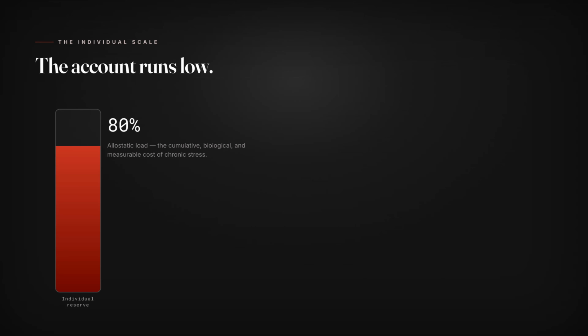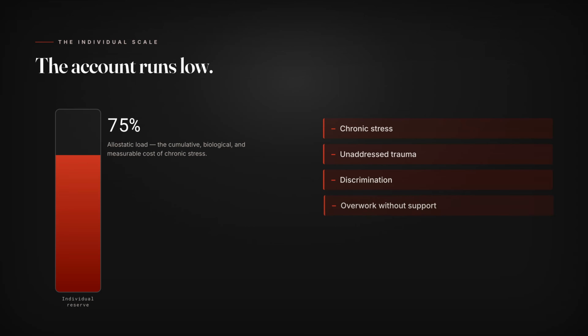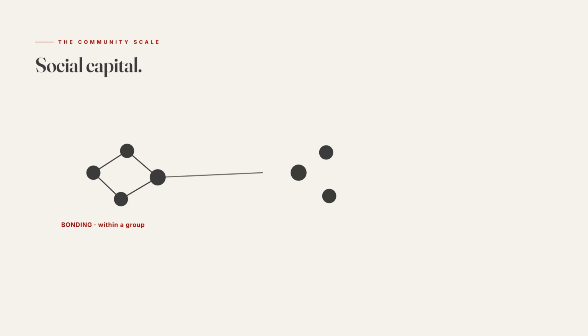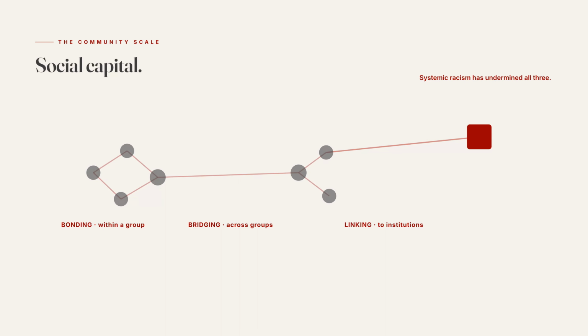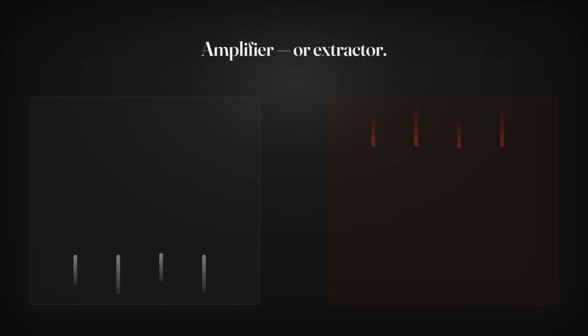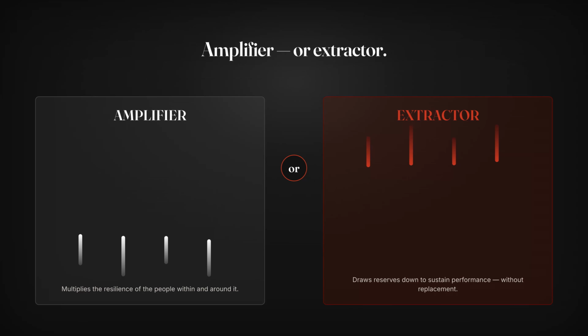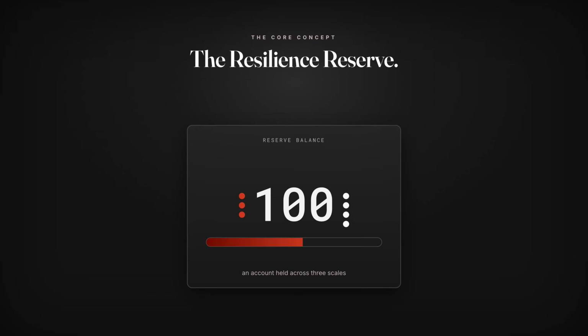At the individual scale, chronic stress accumulates as a low-static load. It's biological, it's measurable, and it means the account runs low. Community resilience flows through social capital, the bonding ties within a group, the bridging ties across groups, and the linking ties to institutions. For Black communities, systemic racism has undermined all 3. Organizations sit on top. They act as amplifiers, multiplying the resilience around them, or as extractors, drawing it down without replacement. This is the resilience reserve.